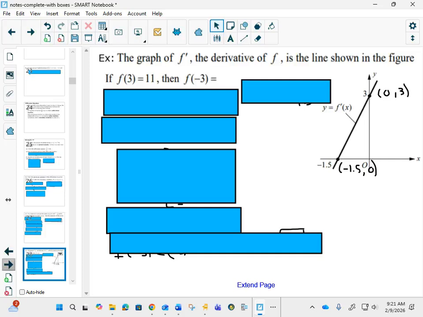So let's look at this next example. Here they just give us the graph of the derivative. And they tell us that f of 3 is equal to 11. We need to find f of negative 3. So if we have the derivative, if we had its equation, we could work backwards.